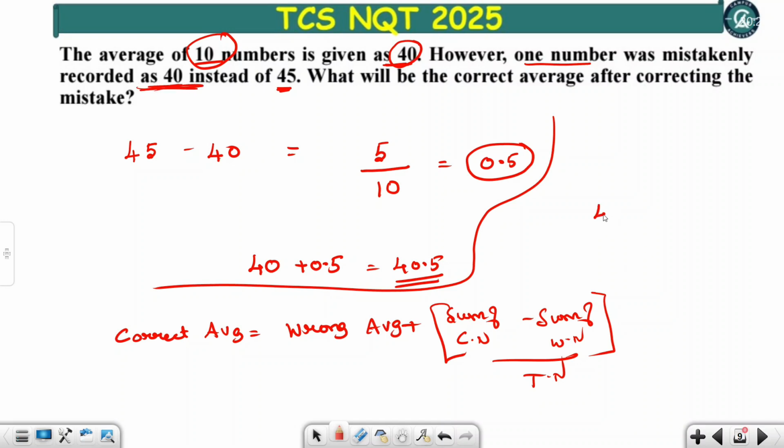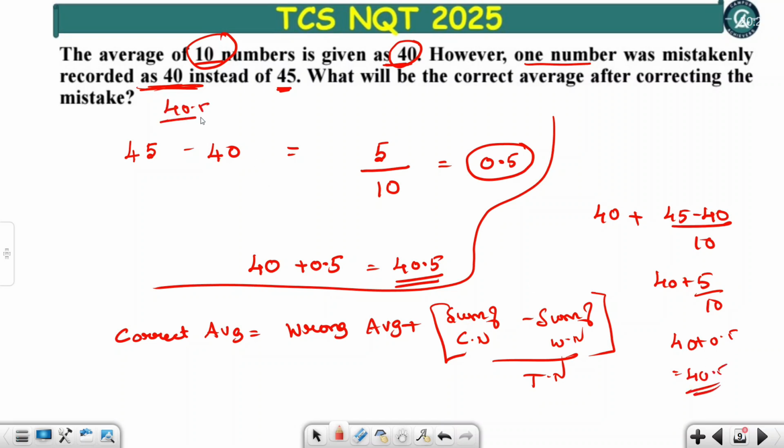So 40 plus, what is the original value? 45, and the wrong value is 40, divided by 10. So what will happen? 40 plus 5 by 10, that is 40 plus 0.5, which is 40.5. So the answer for this one is 40.5.